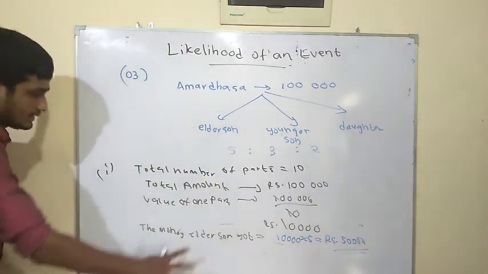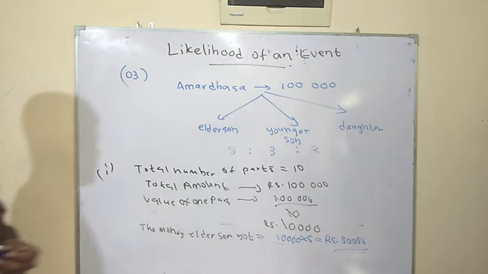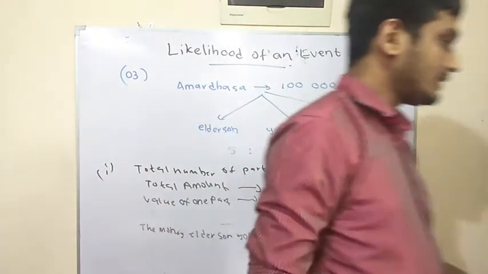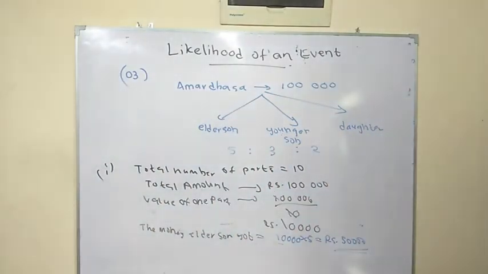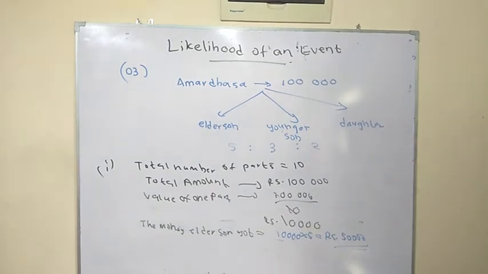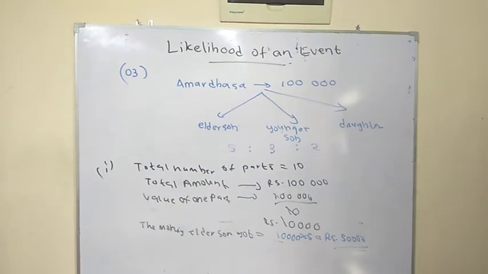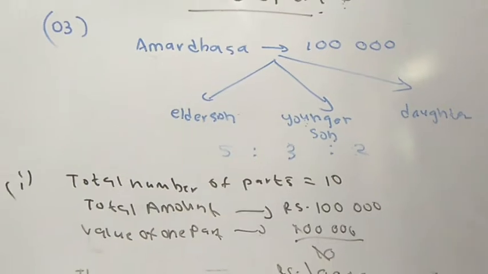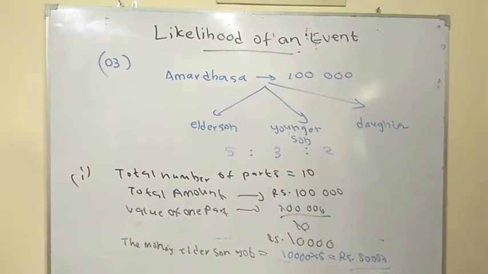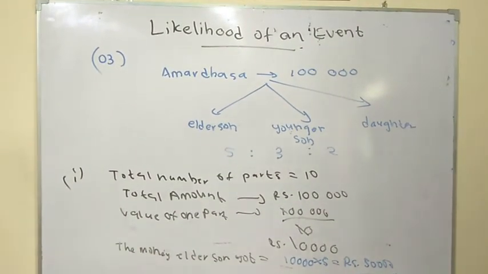You must write all these things. The money that the elder son got is 50,000 rupees. Write all these things. If you have not written these things, please write them. Clearly see it now. The money the elder son got is 50,000 rupees.